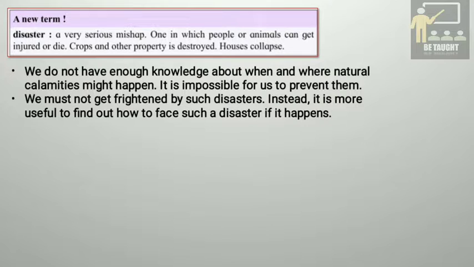We do not have enough knowledge about when and where natural calamities might happen. It is impossible for us to prevent them. We must not get frightened by such disasters. Instead, it is more useful to find out how to face such a disaster if it happens.